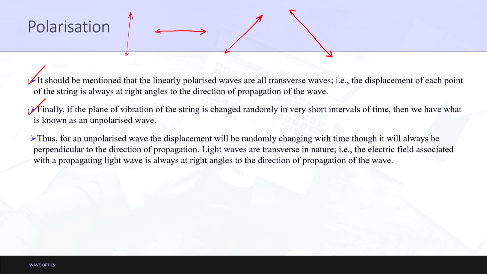Let us suppose this is the same string which was being propagated in this direction. If in very small time intervals I change this to this, or I change it like this, or like this, that is, I keep changing the plane of vibration, then the actual wave, or the sinusoidal wave which will be formed, will be haphazard, and that is what is called an unpolarized wave.